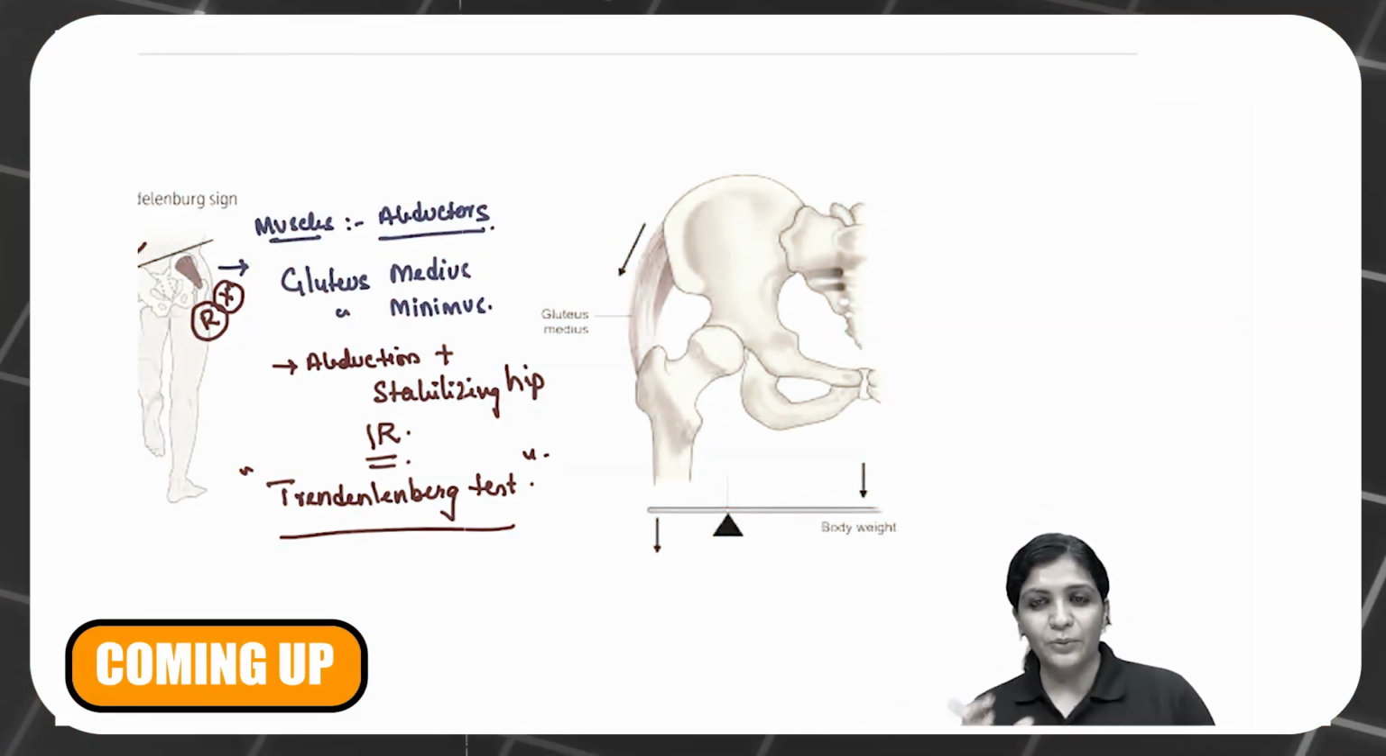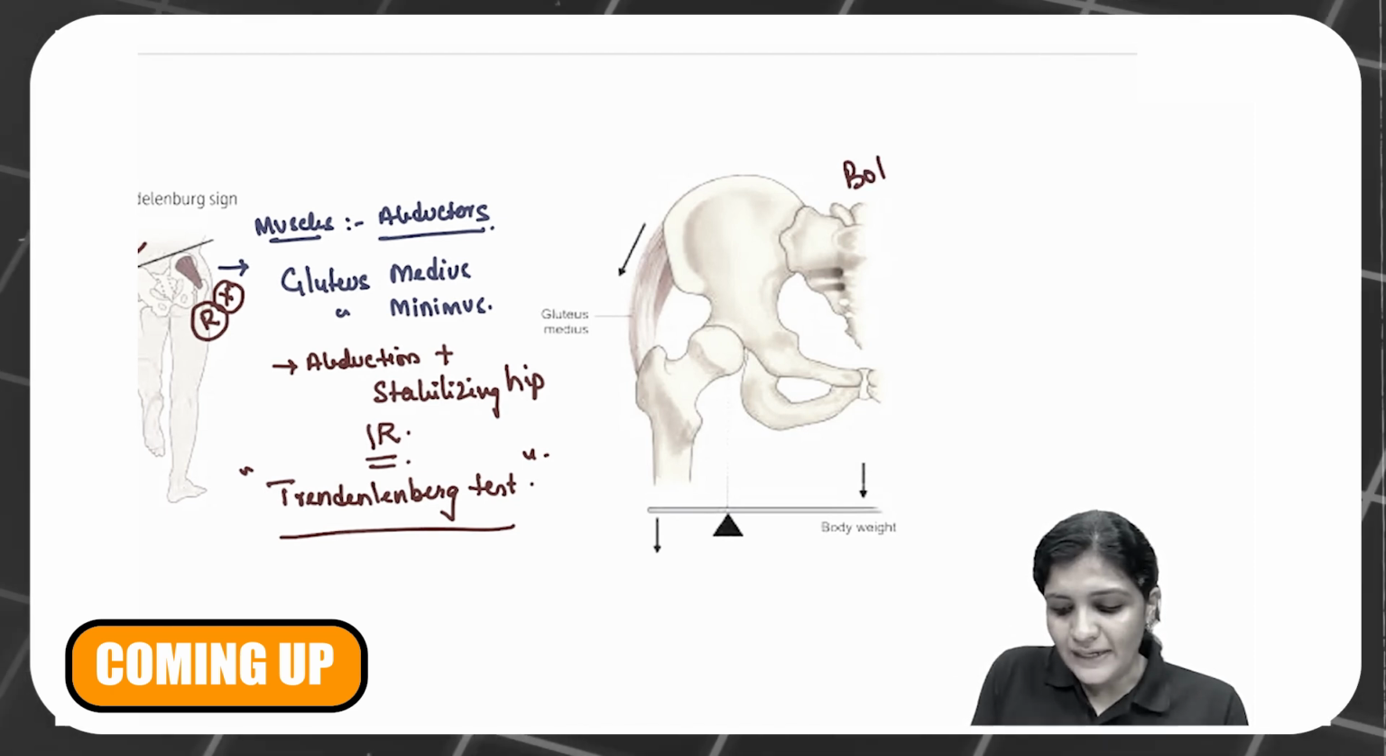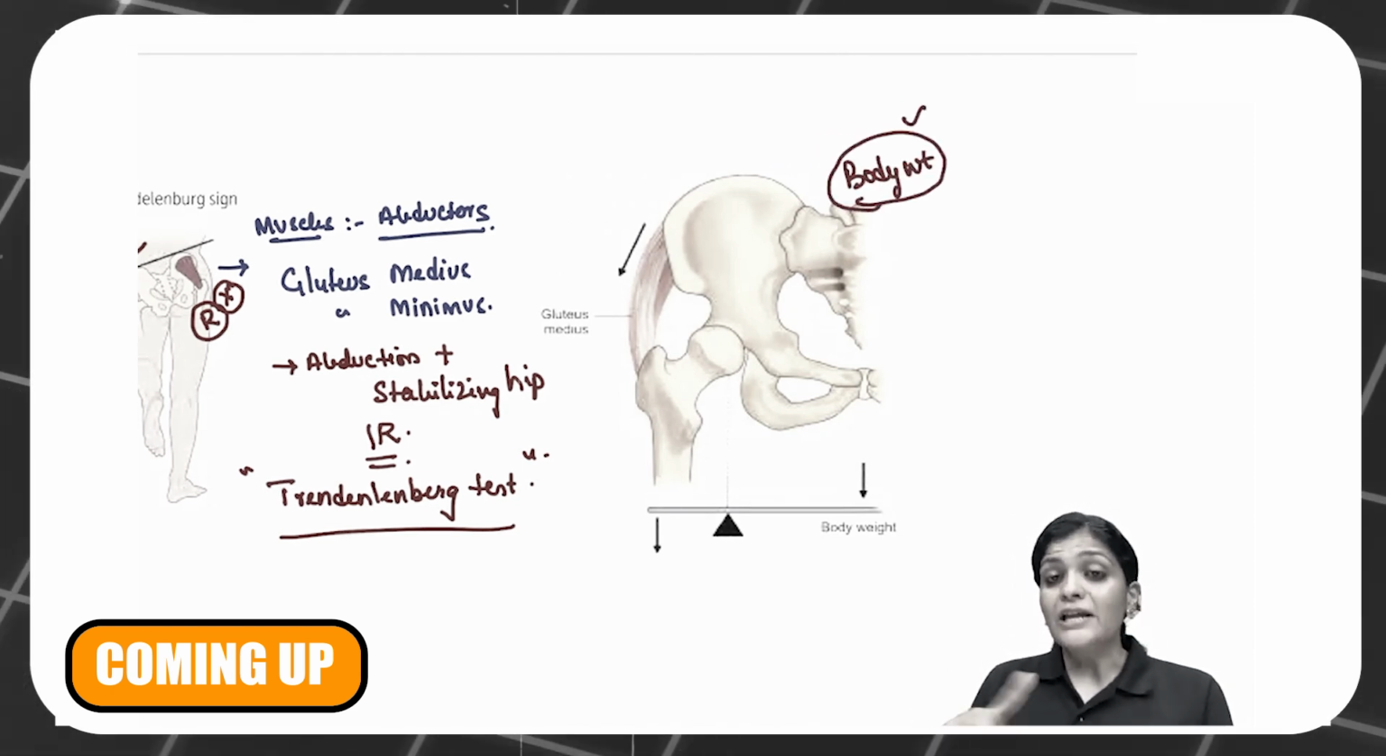Important image where you can understand the lever mechanism, that is the body weight is acting in the center whenever you're putting weight on the two limbs.